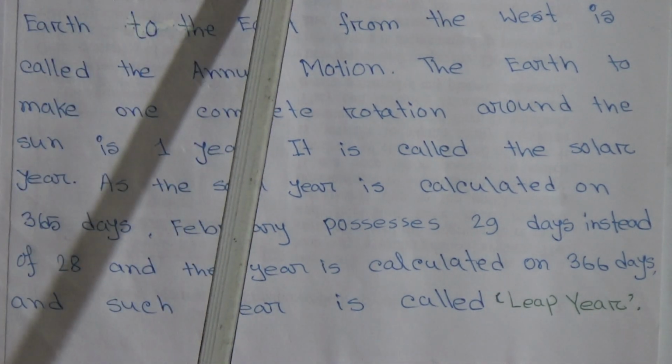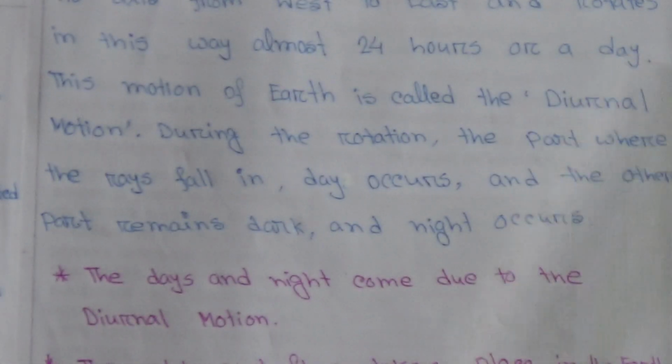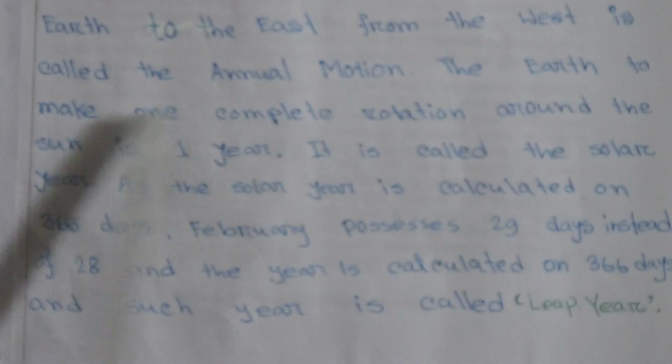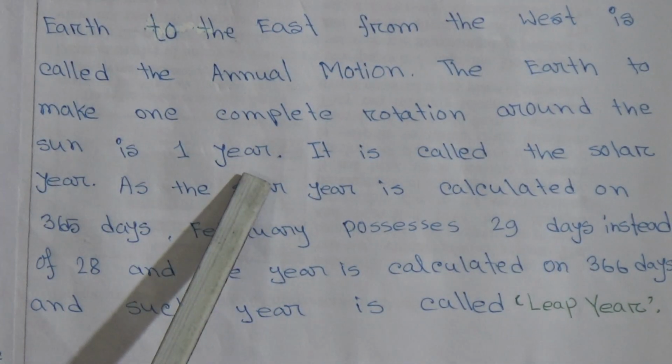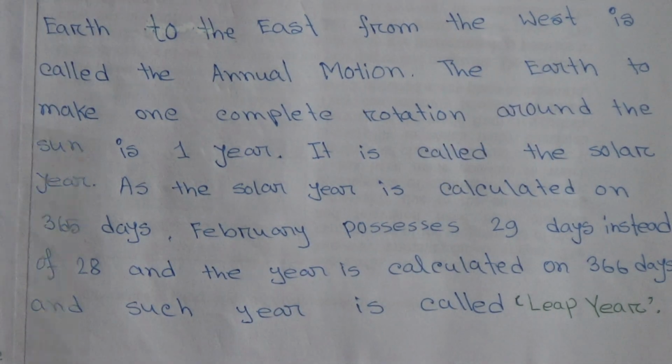In annual motion, the earth completes its rotation around the sun within 1 year, and in diurnal motion it completes its rotation within 24 hours, or a day. The time the earth takes to make its revolution around the sun is 1 year, so it is called the solar year, or the annual motion.